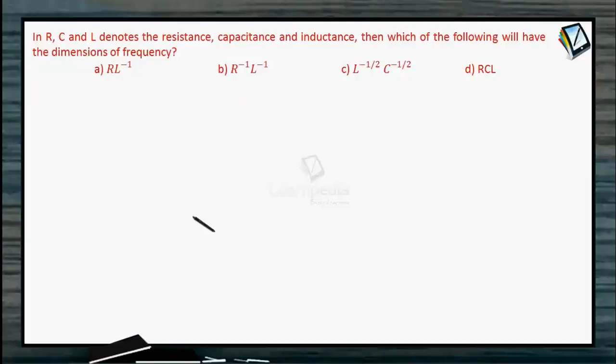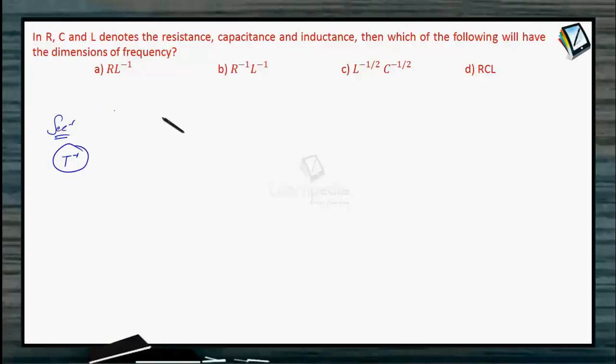In RCL, which denote resistance, capacitance and inductance, which of the following will have the dimension of frequency? Frequency dimension means per second, second inverse. So the dimension of frequency is T minus 1, or 1 upon T. And so far we have done certain things.